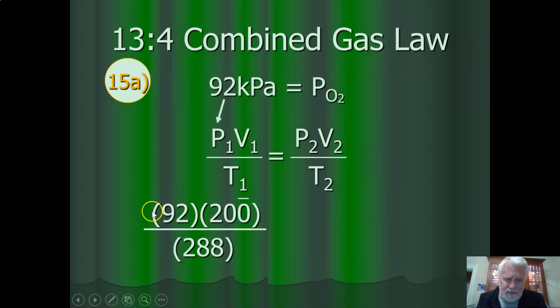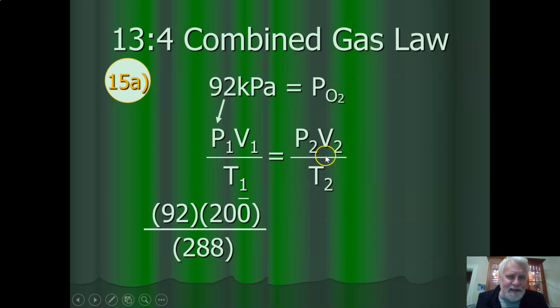This, however, is 2 sig figs, so that's going to limit our final answer. 288, where did I get that? Think about that. Look at problem 15a. Yes, 15 plus 273. You need to add 273 to every temperature. So that's where the 288 comes from.